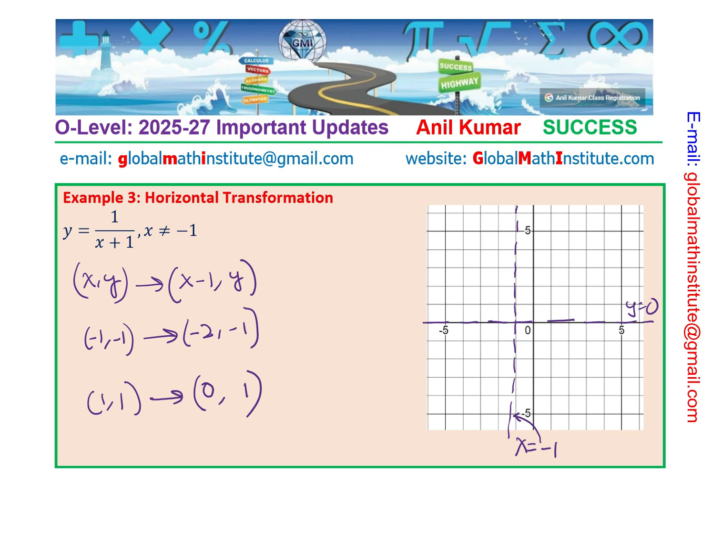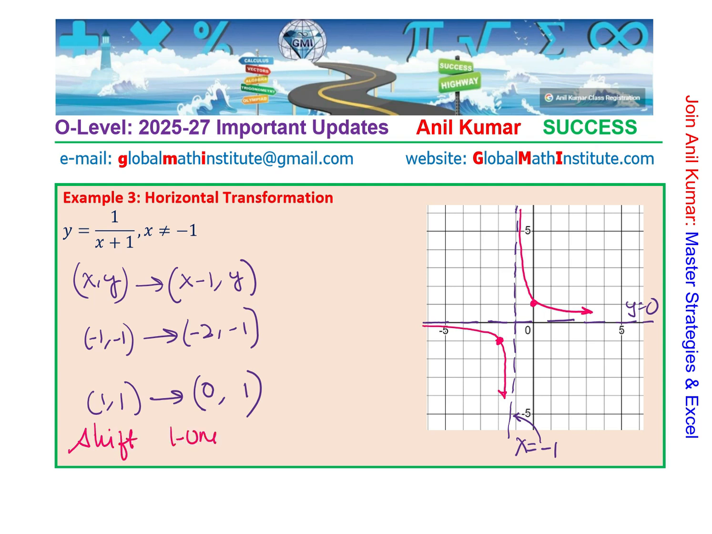Let me sketch it in red now. So at minus 2 we have minus 1, so that is the point, correct? And the other one is at 0, 1. Do you see that? So the whole graph has been shifted 1 unit to the left, correct? So the transformation basically is shift 1 unit left.